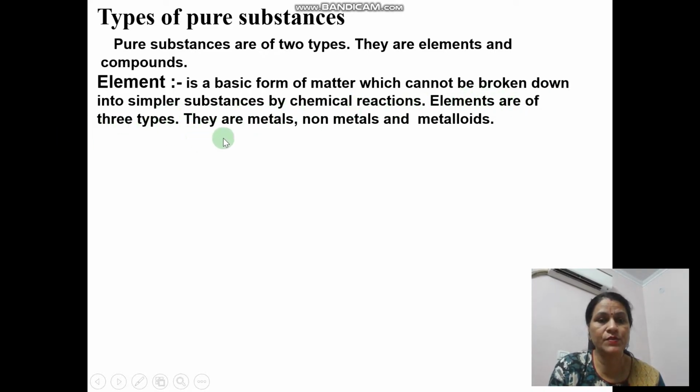Elements are of three types. They are metals, non-metals and metalloids, that you have studied in the previous classes also. Let's quickly revise all the physical properties of metals, non-metals and metalloids.